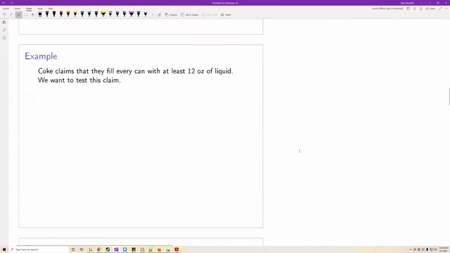Let's do one more like this. Coke claims they fill every can with at least 12 ounces of liquid, and we want to test this claim. We need a null and an alternate hypothesis. At least 12 would be greater than or equal to 12. Notice we've got an equal sign, so that will go with the null. Therefore, if it's not greater than or equal to, it must be less. That's the alternate hypothesis.